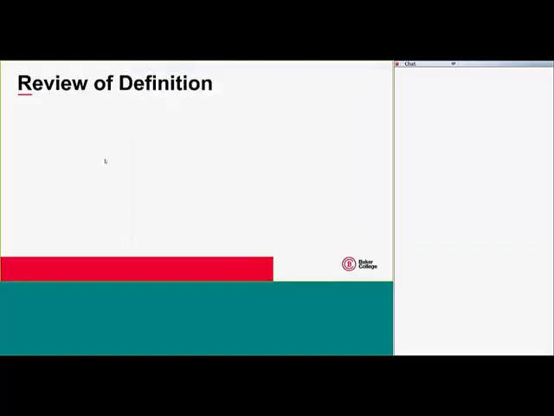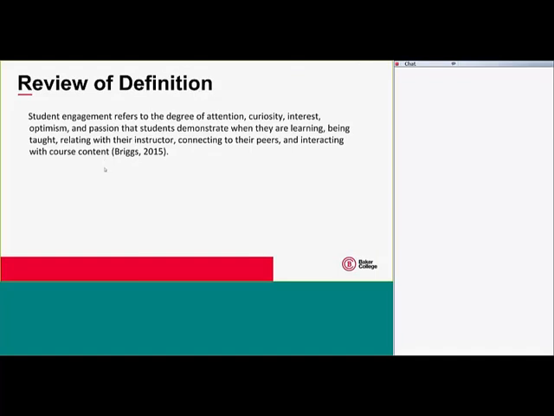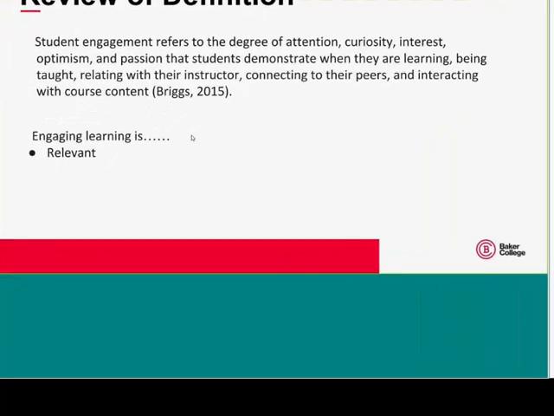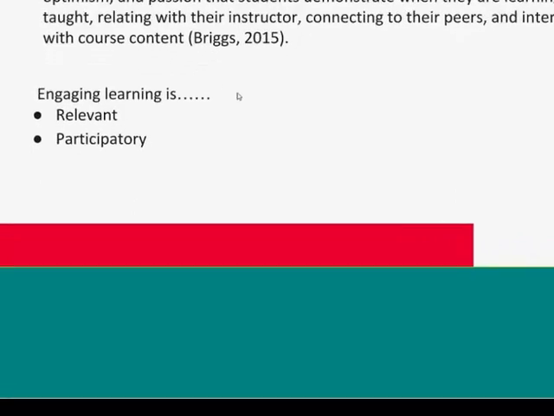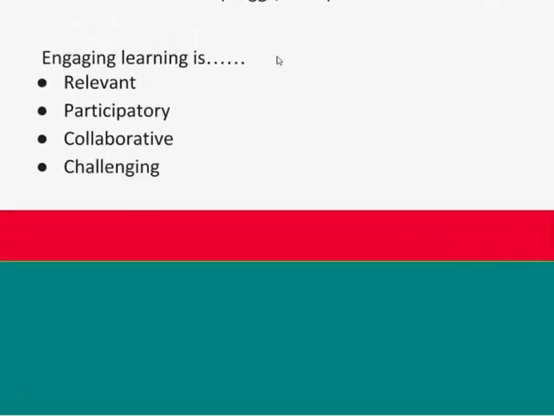So the first thing we're going to do is review the definition that we talked about last time in case there's some newbies. When we refer to student engagement, it's the degree of attention, curiosity, interest, optimism, or passion that students demonstrate when they're learning. This can be seen in the online or the on-ground area in many different ways, whether they're interacting with their peers, with you as their instructor, or even with the content. That's all engagement. And it's relevant, participatory, collaborative, and challenging.